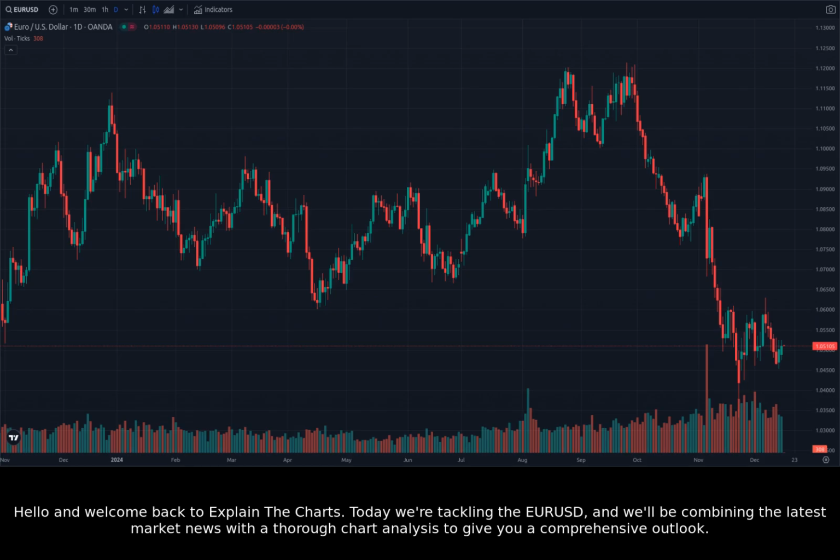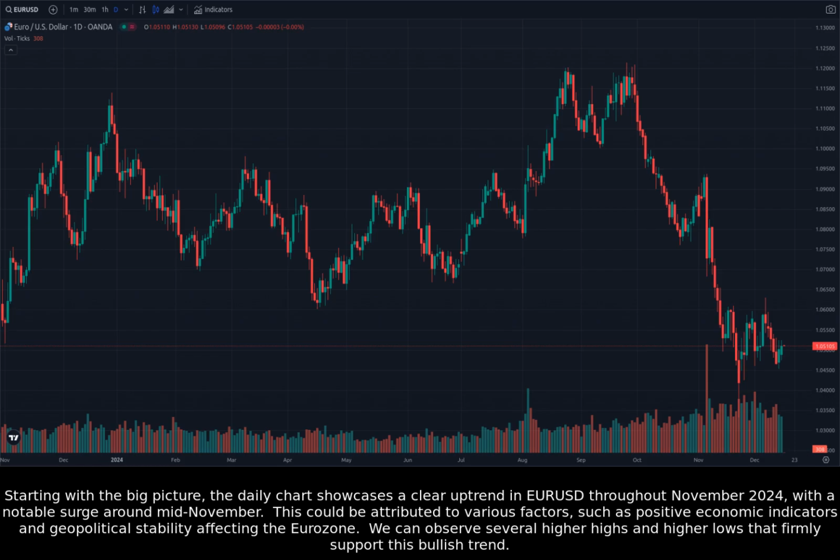Today we're tackling the EURUSD and we'll be combining the latest market news with a thorough chart analysis to give you a comprehensive outlook. Starting with the big picture, the daily chart showcases a clear uptrend in EURUSD throughout November 2024, with a notable surge around mid-November. This could be attributed to various factors, such as positive economic indicators and geopolitical stability affecting the Eurozone. We can observe several higher highs and higher lows that firmly support this bullish trend.